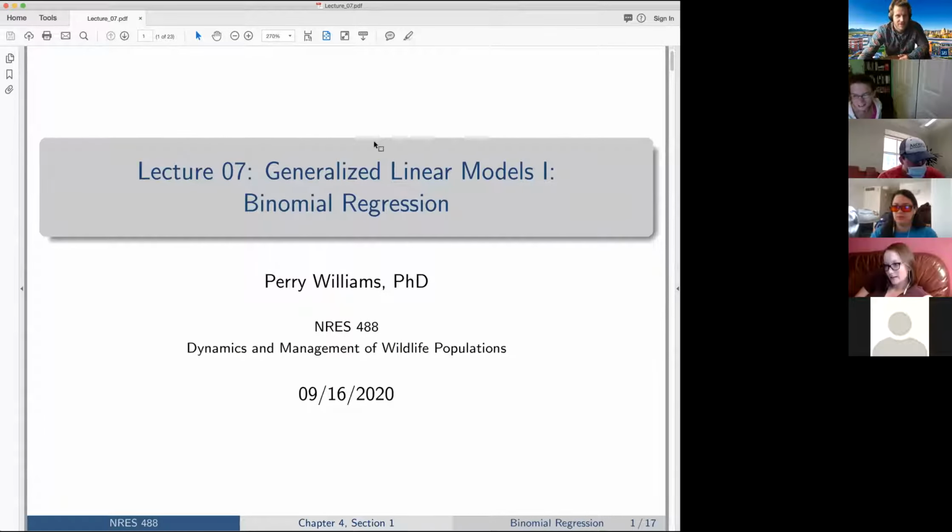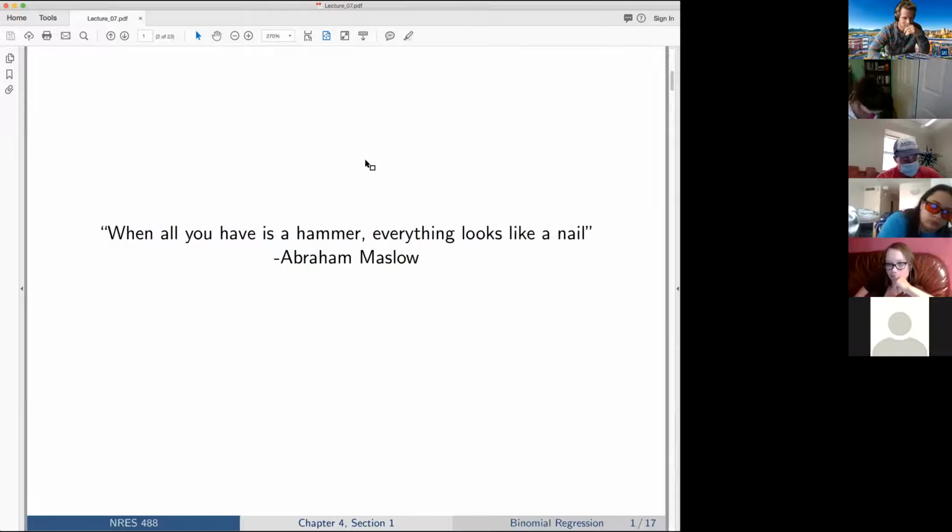Okay, there we go. All right, so here's lecture 7. We're on, I think, week 4 of the semester. And we're going to be talking about generalized linear models. So we talked about simple linear models and multiple linear models already. Now we're talking about generalized linear models. And this lecture and next lecture are going to focus on binomial regression models.